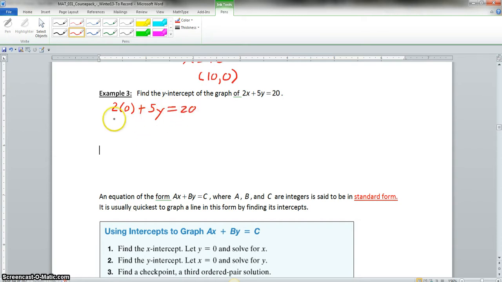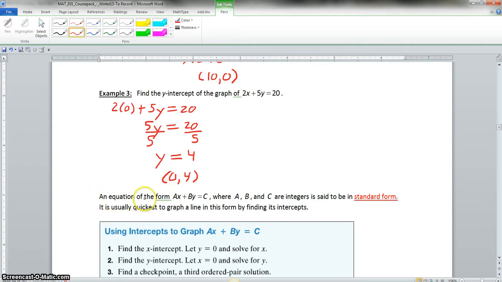And then we will solve for y. 2 times 0 is 0, plus 5y is 5y. And we have 5y is equal to 20. We divide each side by 5. 5 divided by 5 is 1 times y is y, and 20 divided by 5 is 4. So your y-intercept is 4, so we will write that as an ordered pair. X would be 0, and your y would be 4. And that is your final answer.